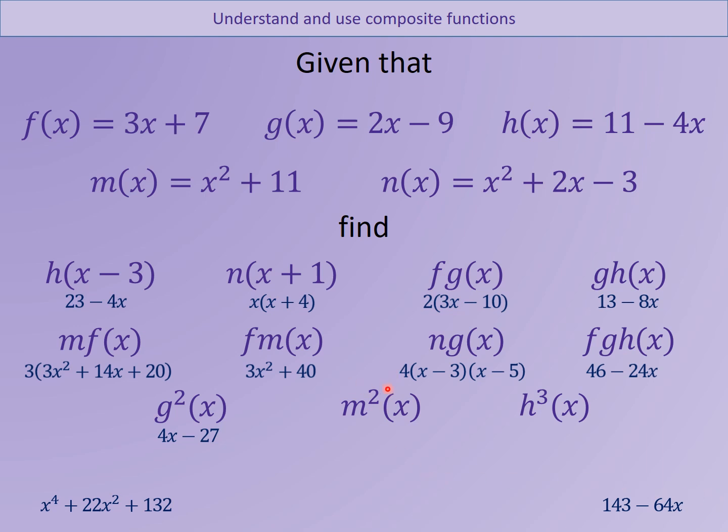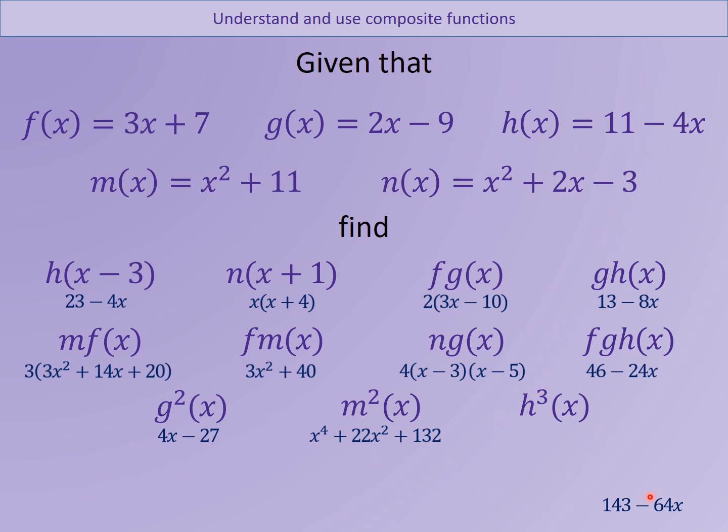Okay, same here. M squared x means mmx. So you take your m function, x squared plus 11, and you substitute it back into the m function. What does the m function do? It squares your answer, it adds 11. It squares your x squared plus 11, and then it adds another 11. So you end up with that one just there.